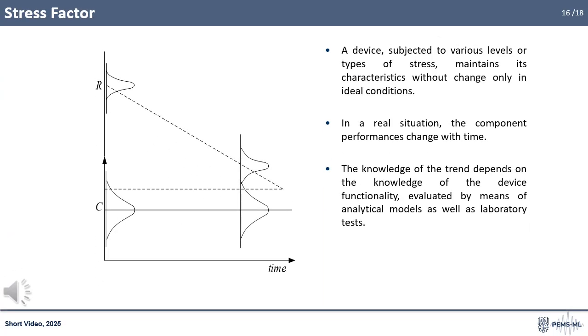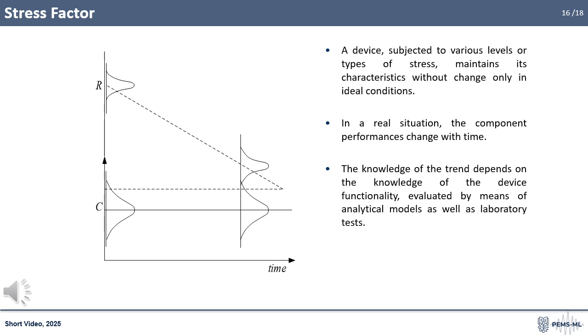Building upon the static model we just examined, this slide introduces a critical new dimension into our reliability analysis: time. On the left side of the graph at time 0, we observe a scenario identical to our previous discussion. There is a clear, definitive separation between the component's inherent resistance or strength, denoted here as R, and the applied operational stress, denoted as C. Initially, our safety margin is robust.